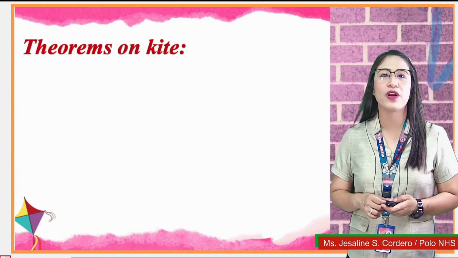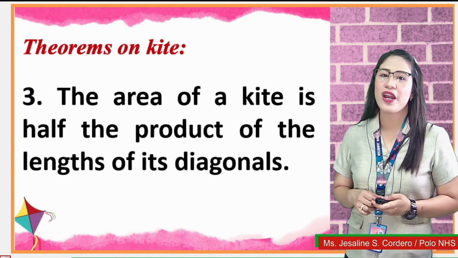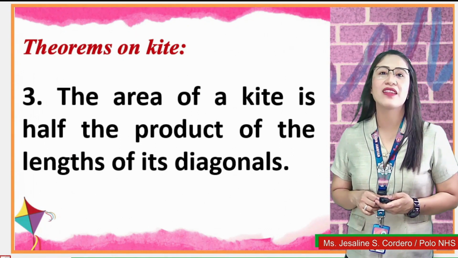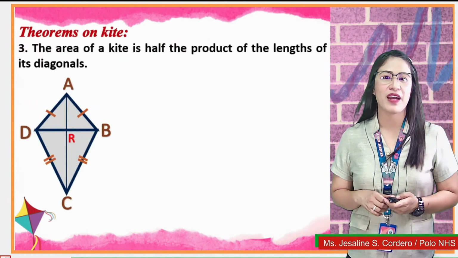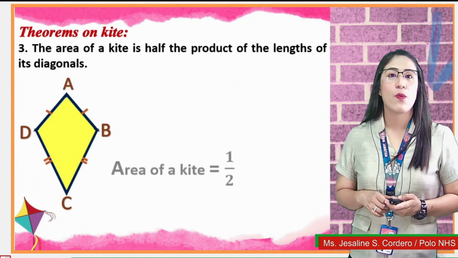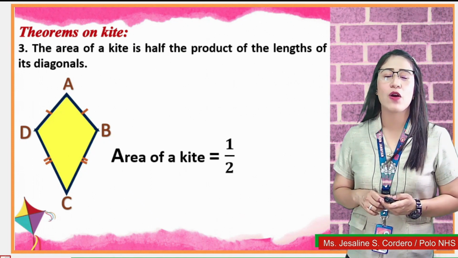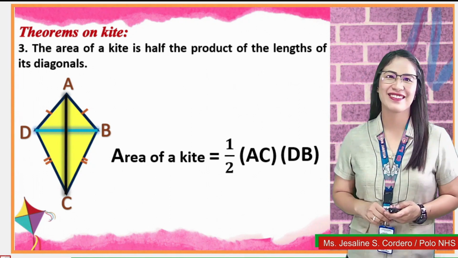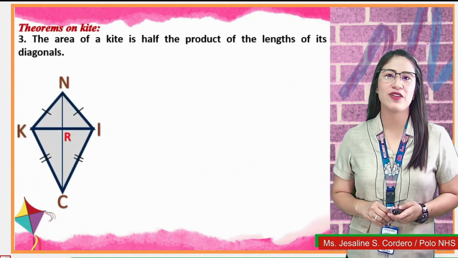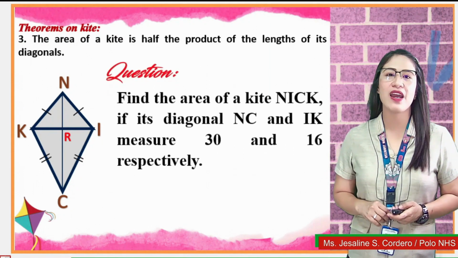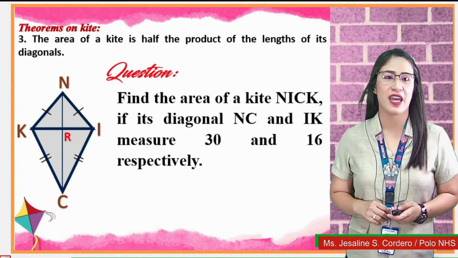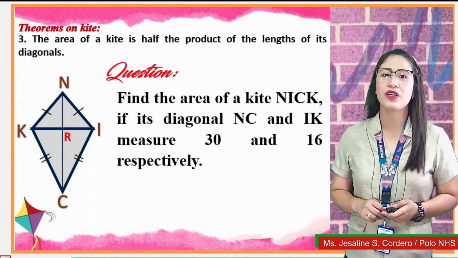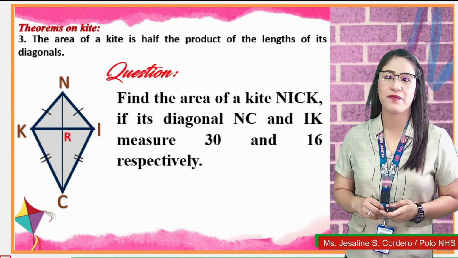Our last theorem for kite is the area of a kite is half the product of the lengths of its diagonals. To find the area of a kite, it is 1/2 of the product of the diagonals AC and DB. A question based on theorem number 3. Find the area of a kite NICK if its diagonals NC and IK measure 30 and 16 respectively.